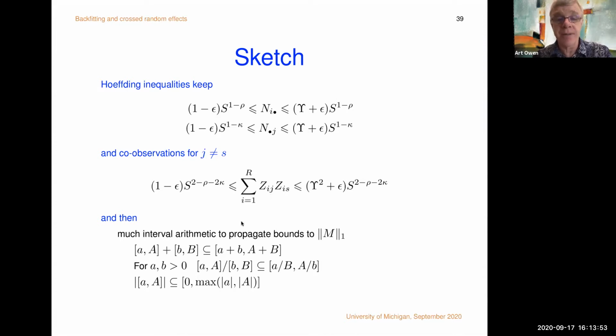Now we have to propagate those boxes to M1. And we use interval arithmetic. If you have something in this interval and you add it to somebody in that interval, you end up in this interval. And if you divide, well, the most it could be is take the biggest guy, divide by the smallest denominator, or take the smallest numerator over the biggest denominator. So we use this interval arithmetic trick just to propagate our probability bounds through a lot of steps and all the way to M1.